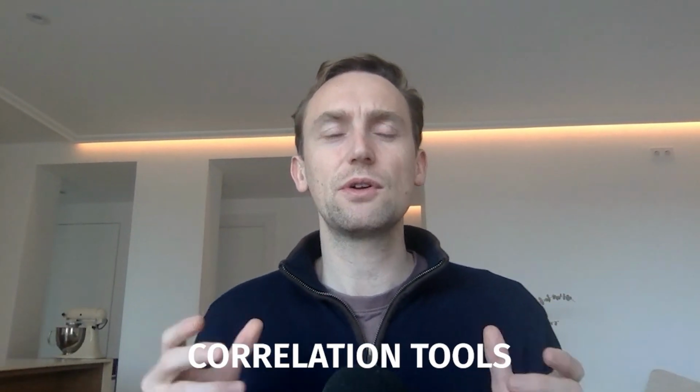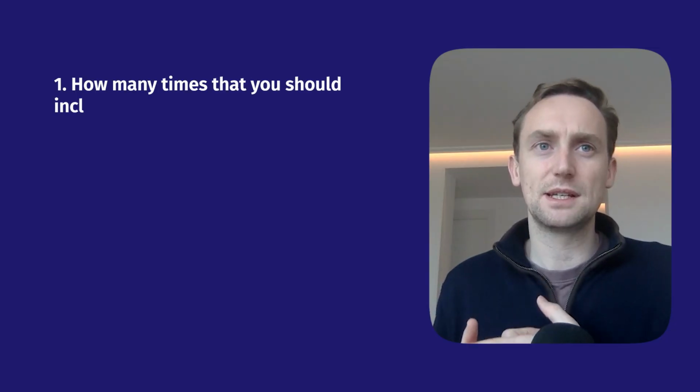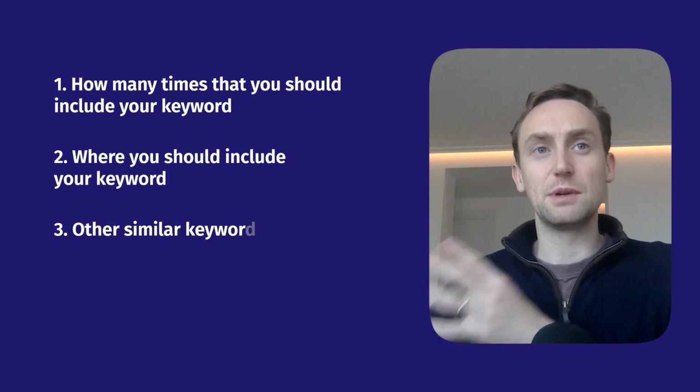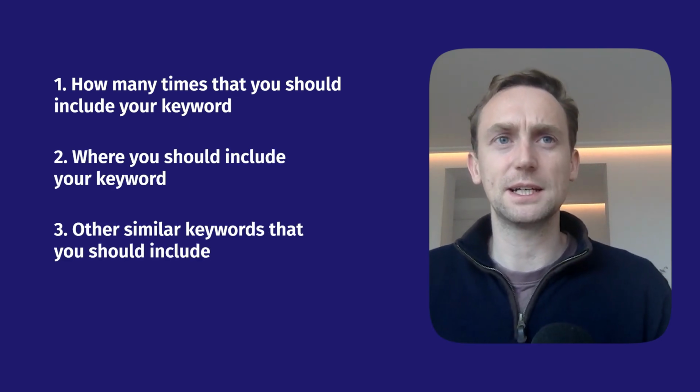Now, a lot of this can actually be simplified by using what we call correlation tools. So correlation tools look at the results for your keyword that are on page 1. They'll do a lot of calculating and magic in the background, and then they'll tell you exactly how many times that you should include your keyword, where you should include it, all of the other similar keywords that you should include within your writing. And then it gives you a score that you can use to evaluate your writing. So some of these tools are Search for SEO, and I like to use it just to make this process really easy.